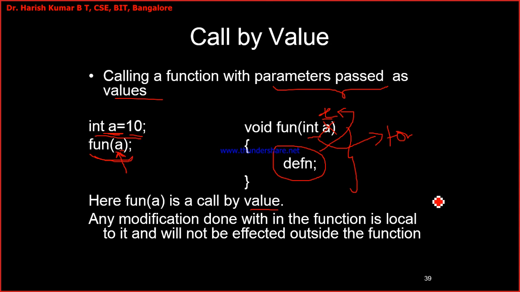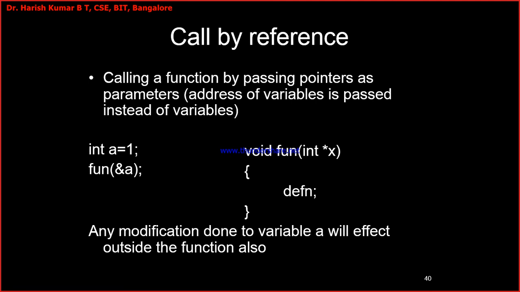Yes, sir. Yeah. Now call by reference. Now what do you do? Call by reference is nothing but calling a function by passing a pointer as the parameter. Instead of directly passing the value, we go for passing pointers. Do you know what a pointer is right now? So we pass the pointers. Or in other words, instead of passing the value, we pass the address of a variable. Okay, the address of a variable is passed instead of the variable.